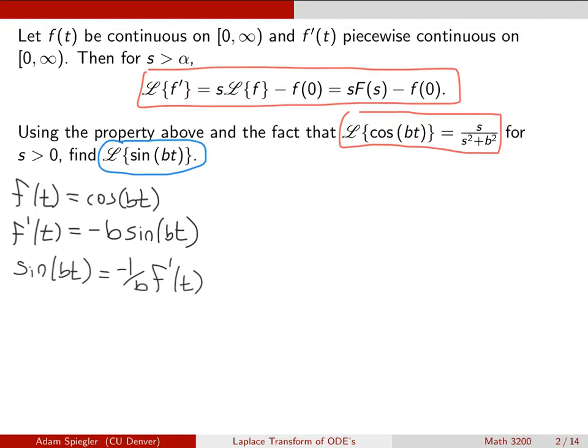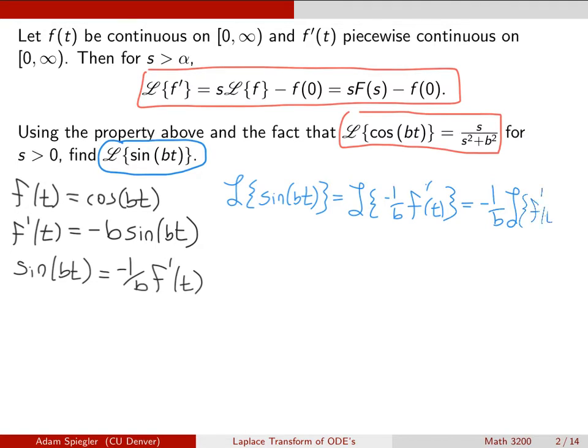So let's start here. What we want to calculate is the Laplace transform of sine of b of t. And to connect it to this theorem, we can think of that as the Laplace transform of minus 1 over b times f prime of t, where f prime of t is the derivative of cosine. And we can pull out the constant multiple from inside the Laplace transform. So we can think about that as minus 1 over b times the Laplace transform of f prime. And therefore, using this theorem, the Laplace transform of f prime of t we just showed is going to equal s times the Laplace transform of f, which we'll denote with a capital F, minus f of 0. So here we have applied the theorem where our function f of t is this.